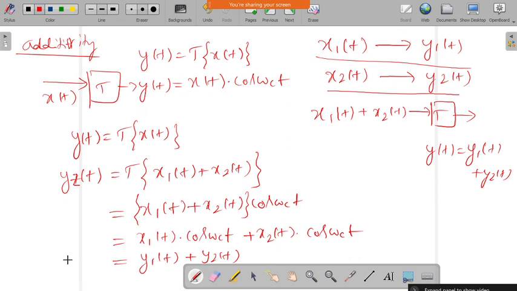So the output yz of t is nothing but the addition of the individual outputs. That is what we require: whenever we give the sum of inputs, it should produce the sum of the individual outputs. That is what is happening here. So the system possesses the additivity property.